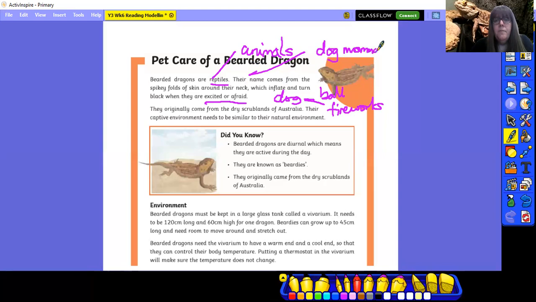I'm considering the fact that it talks about being excited or afraid. And it leads me to a question. So these bearded dragons are a type of lizard. I know it's a lizard because my picture here tells me it looks like a lizard. And lizards are reptiles. Then is it excited or afraid? Is that the only emotion it has? So that would be my question. Is it the only emotion?